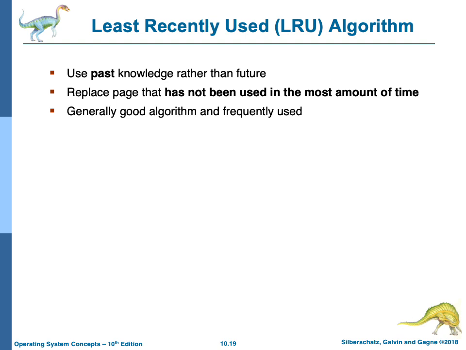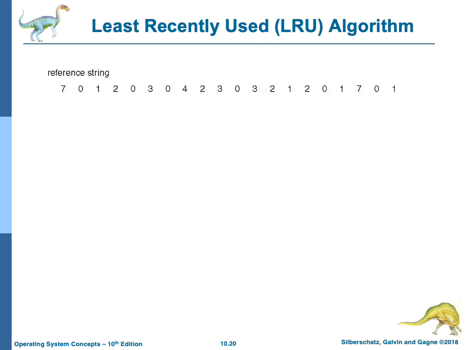So instead of looking at the pages that will not be used soon in the future, we're going to look in the past and replace the pages that have not been used recently. Okay. So again, this is the same reference string, and we're trying to apply the least recently used algorithm. So again, we have 3 frames. Reference to 7 will cause the first page fault, and then reference to 0, and then reference to 1.